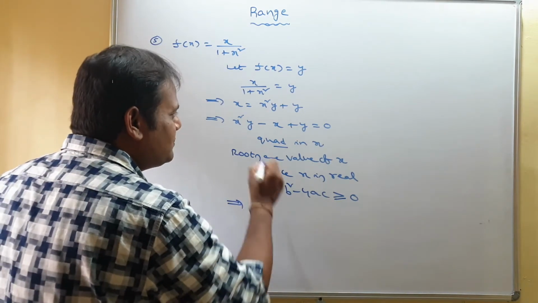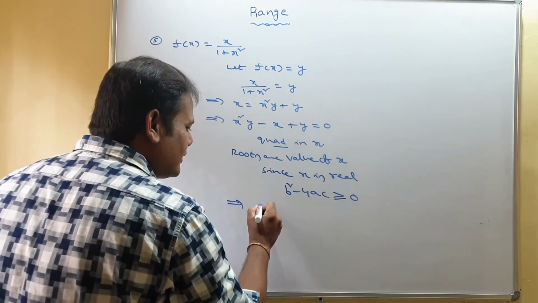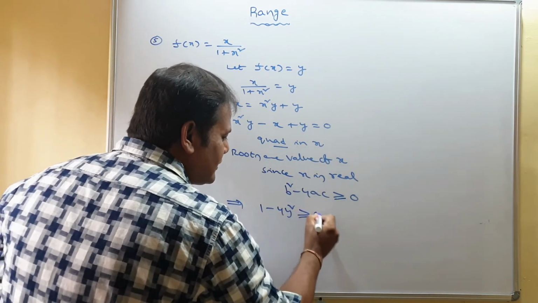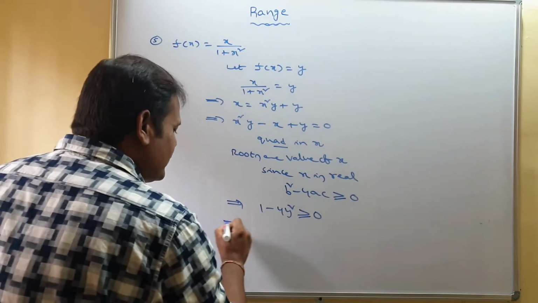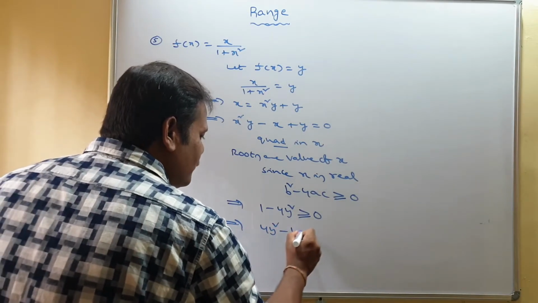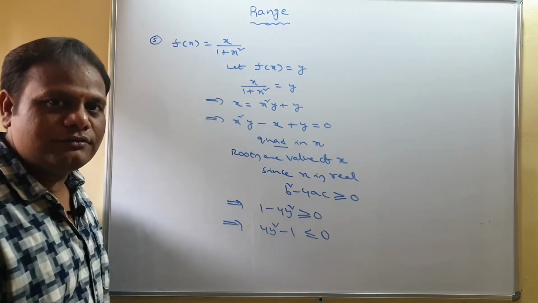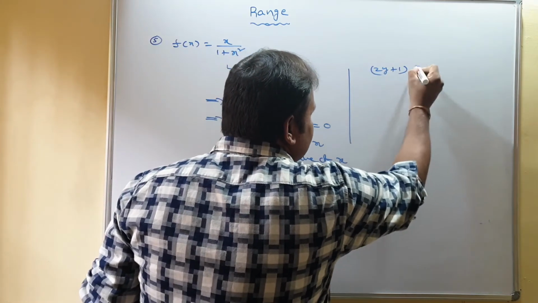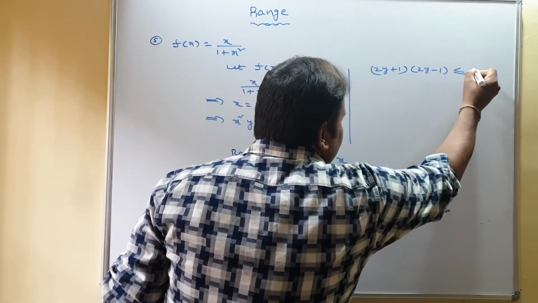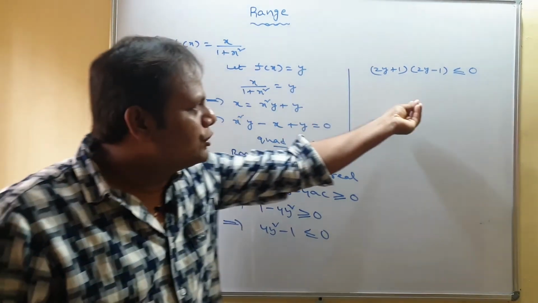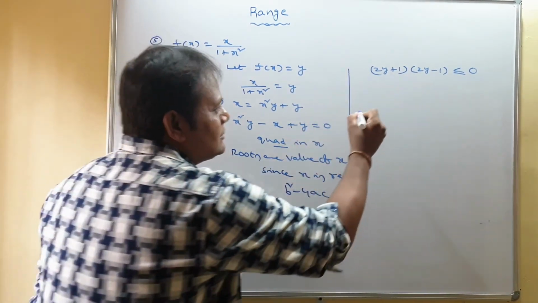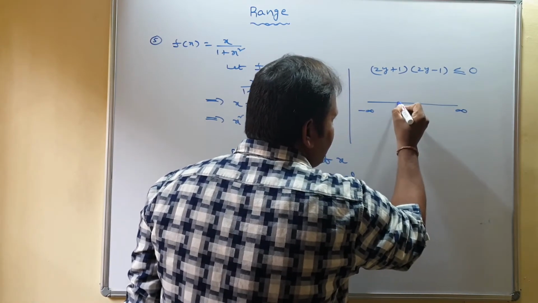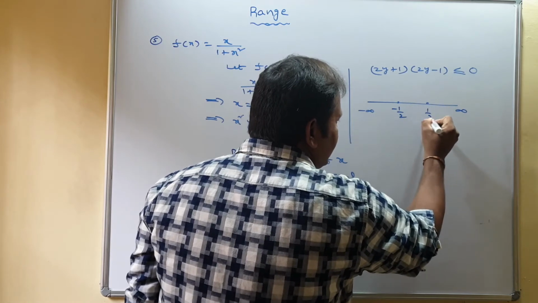So here what is b square? Here (minus 1) whole square, 1, minus 4ac, 4y into y, 4y square, greater than or equal to 0. So what we got, multiply with a minus sign: 4y square minus 1 less than or equal to 0. Now do the simplification. I can write it as (2y plus 1) into (2y minus 1) less than or equal to 0. You know how to solve this inequation. So you take one real line, minus infinity to infinity, and one value minus 1 by 2 and one value 1 by 2.